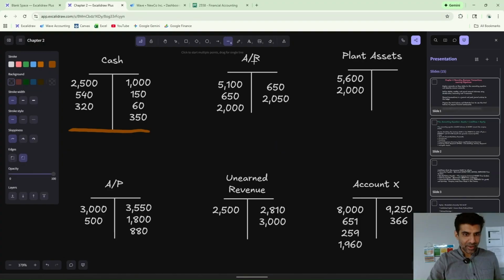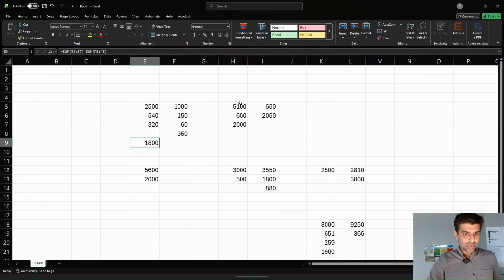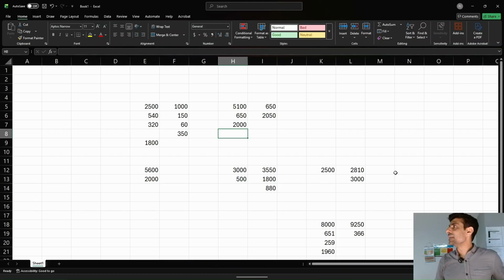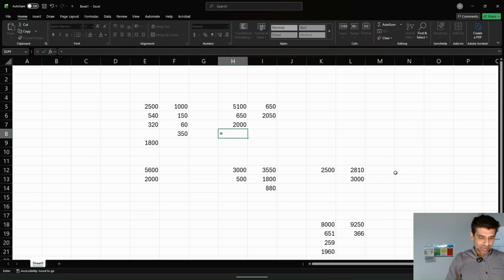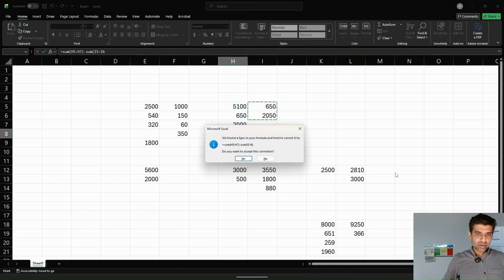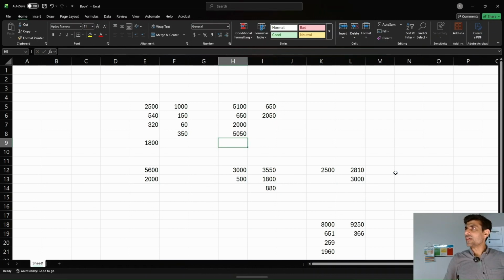The second one was accounts receivable. So I have the numbers all just copied down here. And again, I can just visually see that the debits are larger. So I'm just going to put the balance in the right place, which is on the debit side. So it's the same thing, sum of the debits minus sum of the credits. 5,050? Yes? Okay, good.